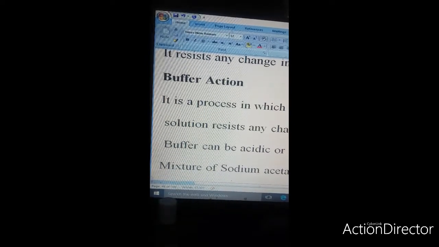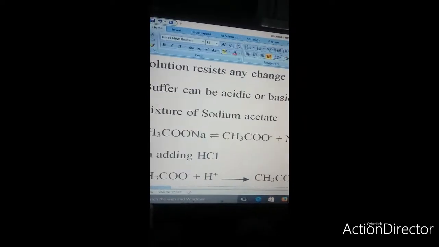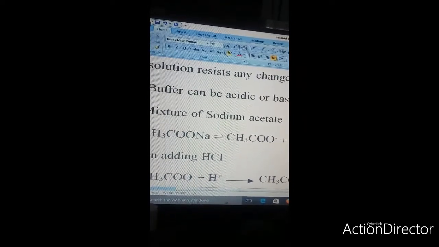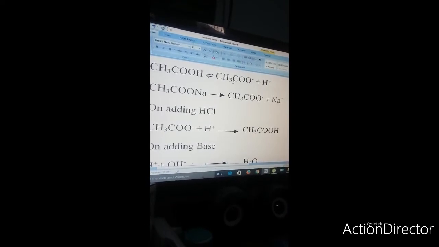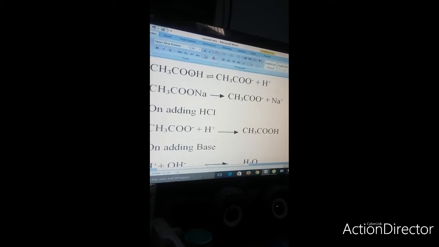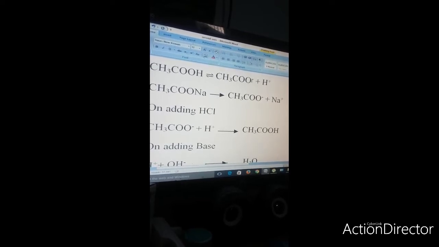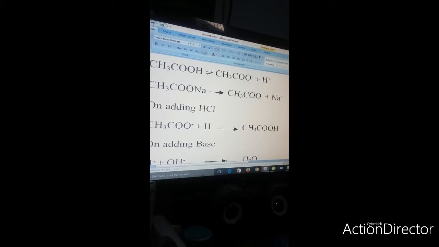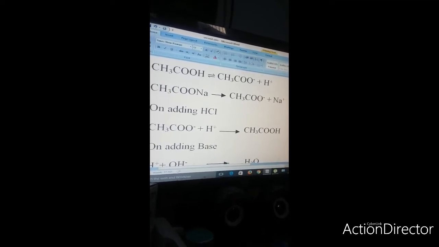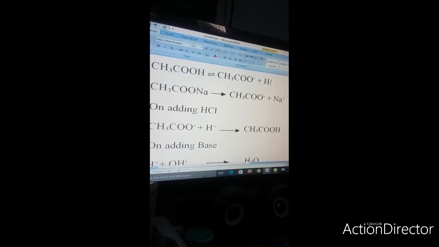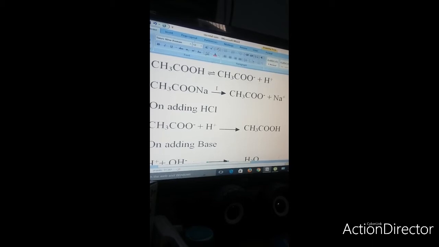Let us consider a mixture of sodium acetate. This is sodium acetate. Let us consider the buffer action of a mixture of acetic acid and sodium acetate, that is an acidic buffer. Acetic acid, as you can see, dissociates to a small extent, whereas sodium acetate is almost completely dissociated in aqueous solution. So as a whole, in the mixture you have an excess of acetate ions and a small amount of H plus ions. By common ion effect, the ionization of acetic acid will be further suppressed.